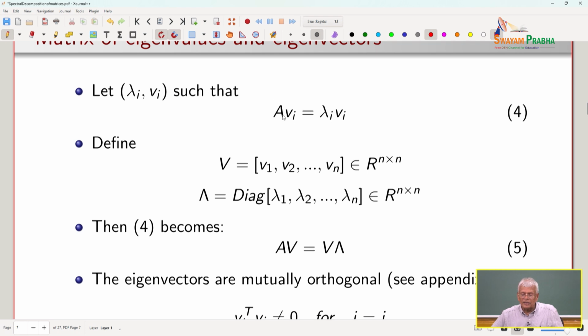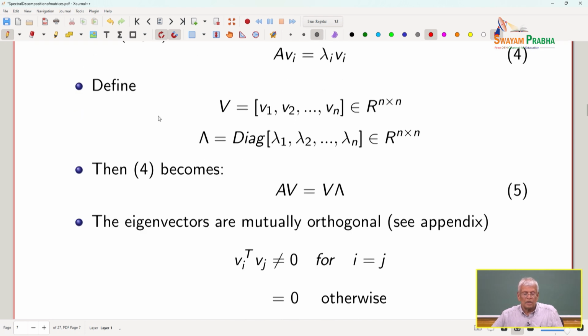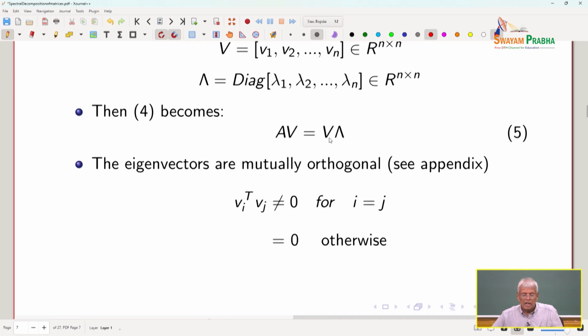If (lambda_i, v_i) is such that A v_i equals lambda_i v_i, I can now combine all the vectors v_i into one matrix V, and the lambdas into one matrix. I can rewrite all of them simultaneously as A V is equal to V Lambda. The eigenvectors of a real symmetric matrix are mutually orthogonal, and how do I represent mutual orthogonality? I'm sorry, I think we have replaced this. This must be equal, this must be not equal.